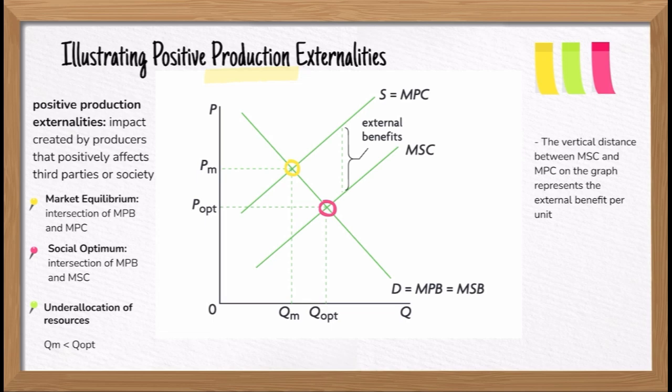In the graph, our demand curve represents both the marginal private benefit and the marginal social benefit. On the other hand, our supply curve only represents the marginal private cost. Below is the marginal social cost curve. The equilibrium lies at the intersection of MPB and MPC at QM and PM. However, the social optimum is in the intersection of MSC and MPB at QOpt and POpt. The vertical distance between MSC and MPC is the external benefit of each unit of the good.